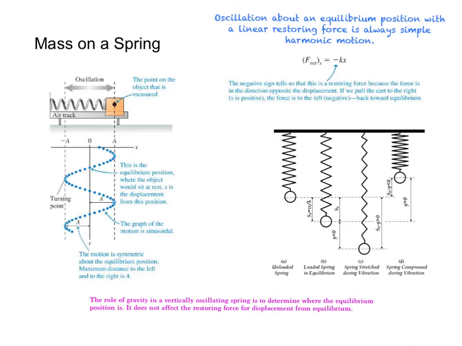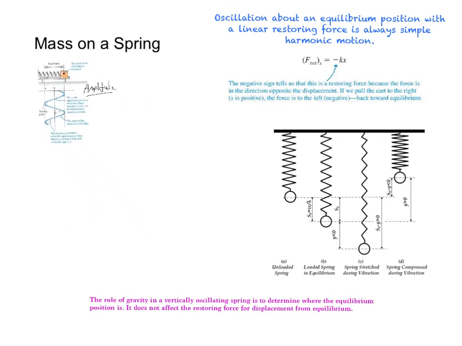In any oscillating system, in any simple harmonic motion, whatever that object is that's oscillating, whether it be a horizontal spring, or a vertical spring, or a pendulum, the distance that it moves from equilibrium, we call that amplitude. So amplitude is the distance that object moves from that equilibrium point. And we'll be able to see that amplitude in that sinusoidal graph. Now, oscillation about an equilibrium position with a linear restoring force, remember, is always simple harmonic motion. If it's a mass on a spring, we can use Hooke's law to tell us the magnitude of that linear restoring force.